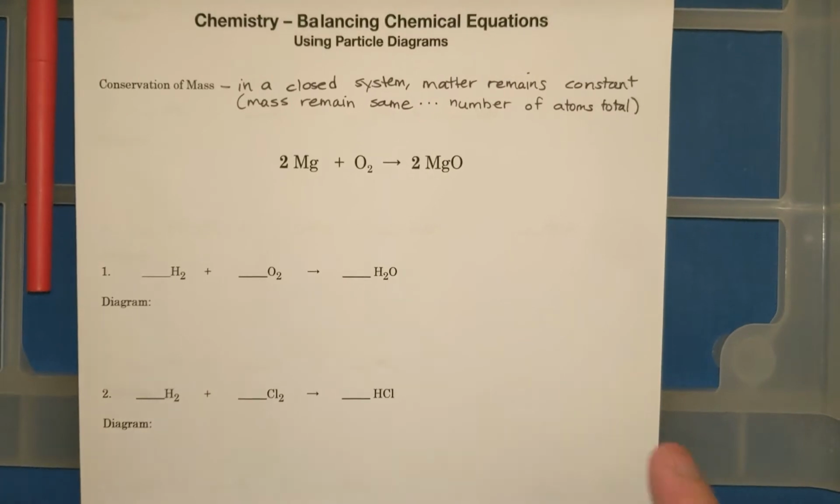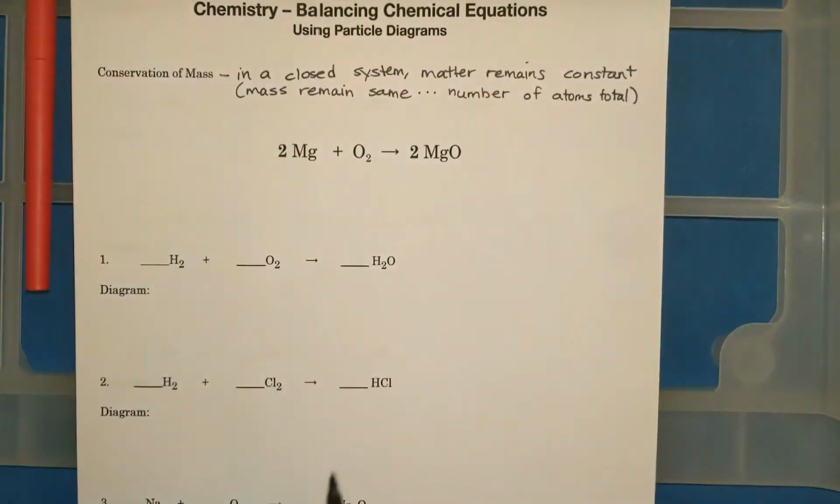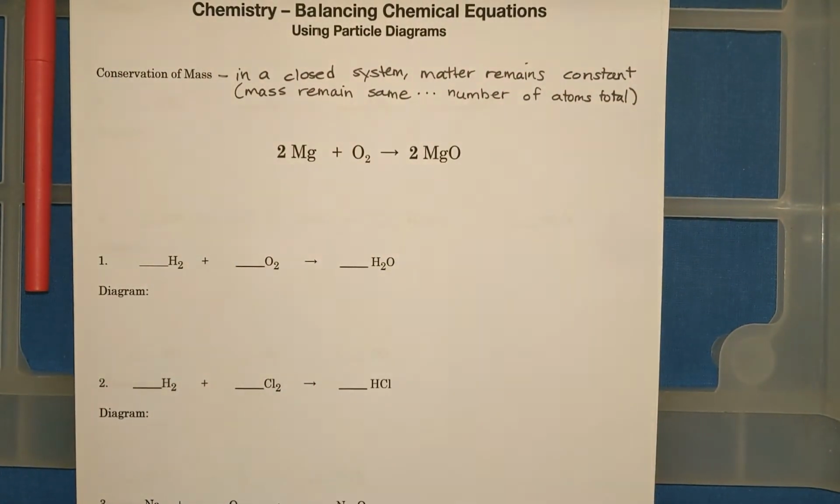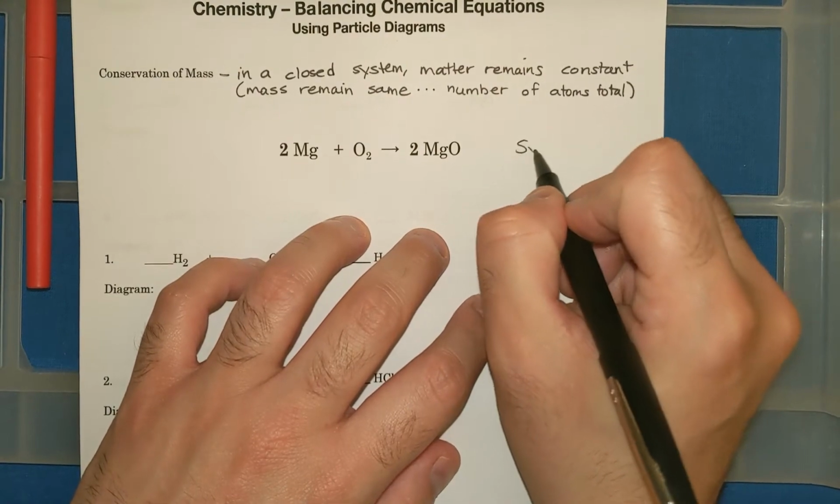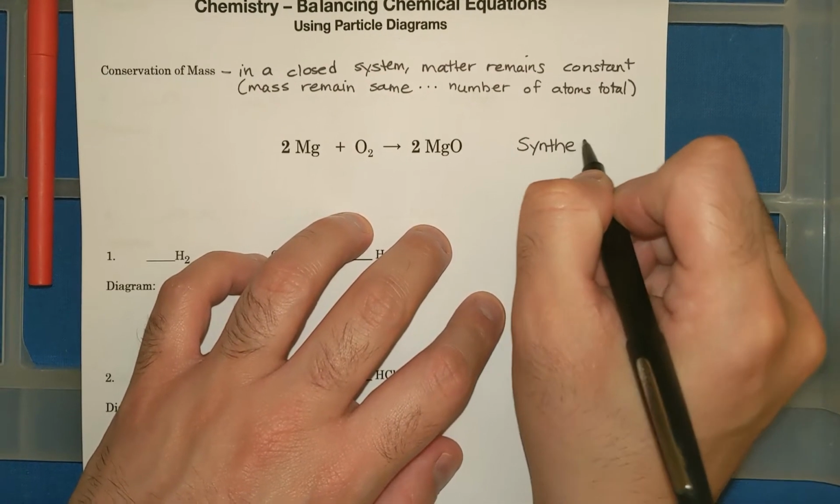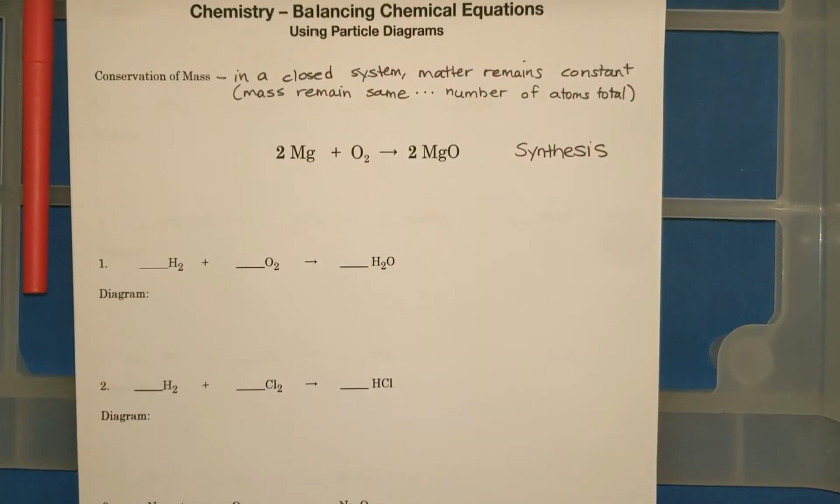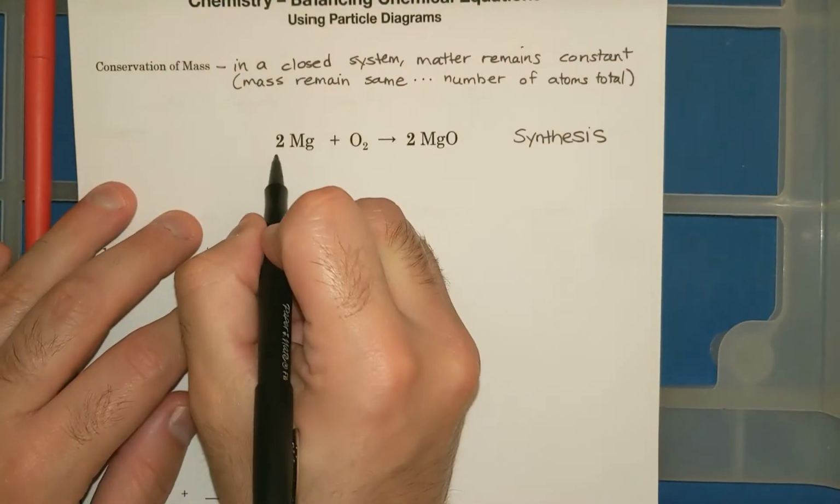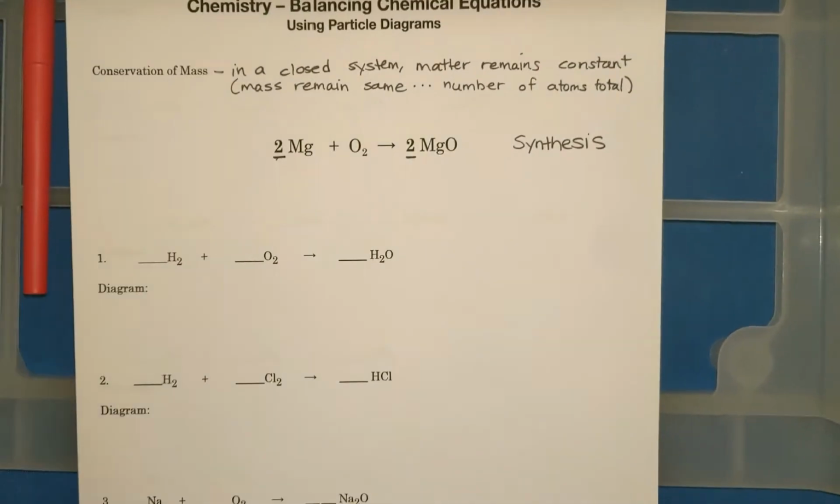So if we look at this, I have an example here that's already what we call balanced. We have 2 Mg plus O2 yields 2 MgO. And if you remember from last week, we can identify this type of reaction as a synthesis reaction. We have two things coming together to form one thing.